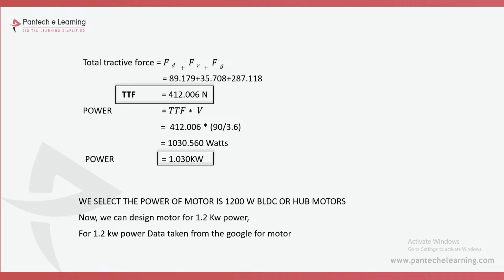Otherwise you can choose the motor. So what does the concept mean? Choose the motor with more power than required. For example, if 1.5 is required, you have to go to a 2 kilowatt motor. That is very important. So I get the power as 1 kilowatt, so I go with the next value, 1200 watts. Now we can design the motor of 1.2 kilowatt power, battery and controller. So this is the concept.